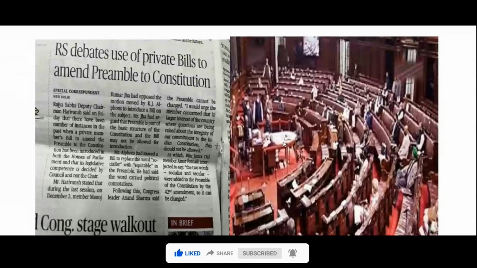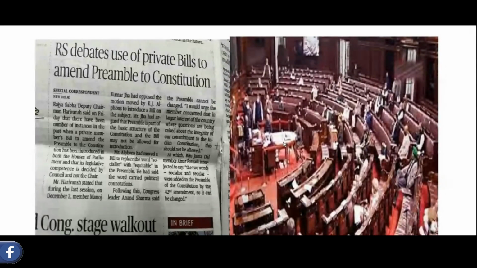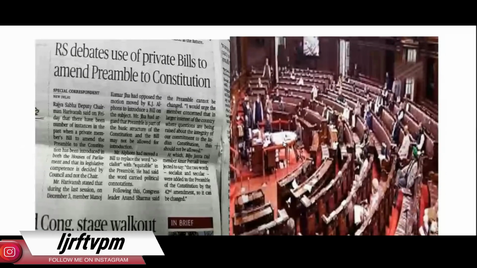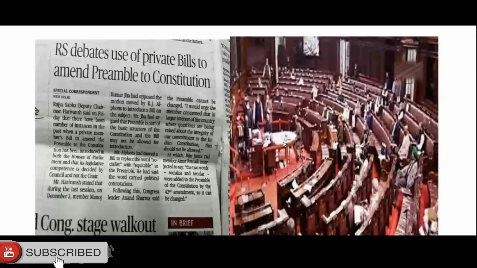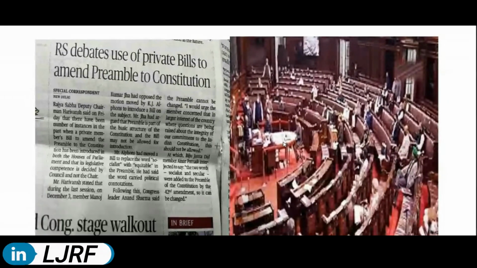So actually, it cannot be amended. That is the legal position. But what happened in the Rajya Sabha was that a member introduced a bill saying this can be amended, and the Biju Janata Dal member also mentioned that the two words socialism and secularism were added to the preamble of the Constitution by the 42nd amendment, so it can be changed.